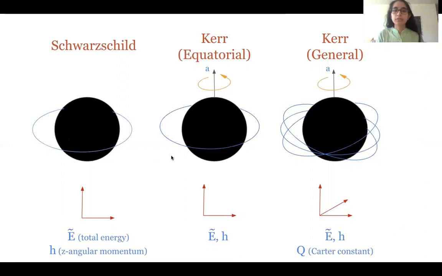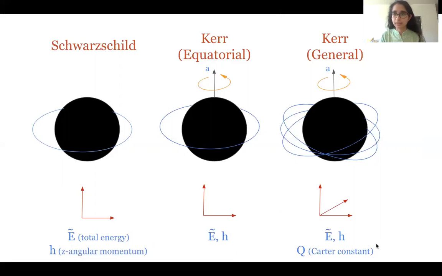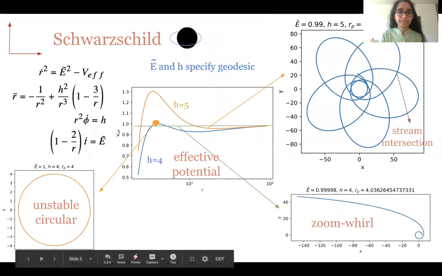Then we move on to a spinning black hole again, but in this case, the orbit is again restricted to two dimensions, and it's planar. Similarly, in this case also, we use the energy E and the vertical angular momentum H. Next, finally, we move on to the 3D Kerr case, where the orbits are 3D, and we introduce another constant, which is the Carter constant, which is basically a measure of how inclined the orbits are. Let's start with the Schwarzschild case.